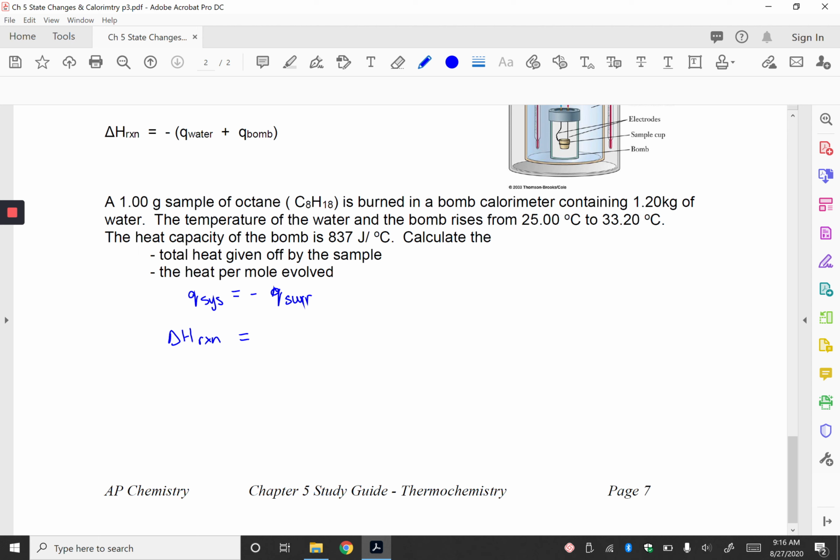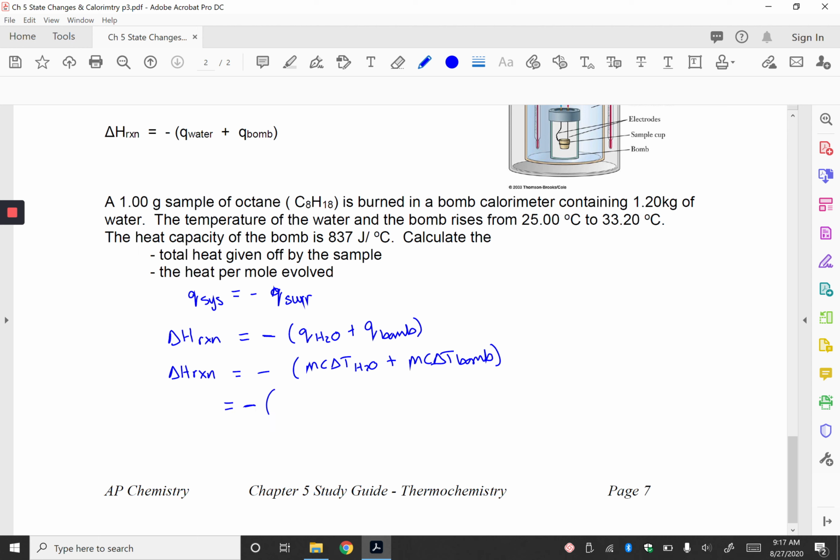What are my surroundings? Well, it seems like they're talking about water. They're also talking about the bomb. So my surroundings is both water and the bomb. Right? So then I say, do I want to split both sides or just one side? Obviously, I'm looking for delta H of the reaction, so I'm just going to split this side up. So delta H of my reaction is equal to negative MC delta T for water and MC delta T for my bomb. And then I plug in my numbers.